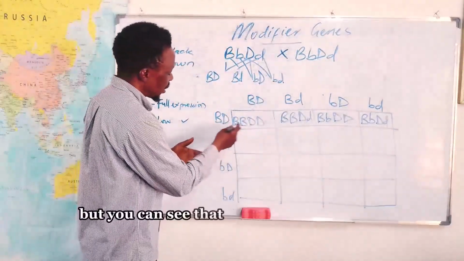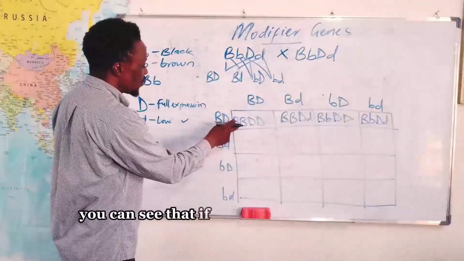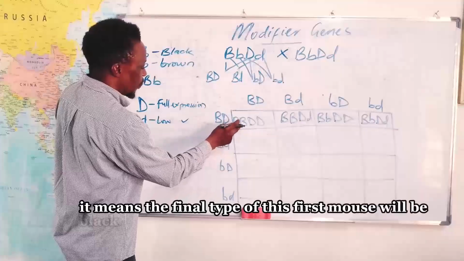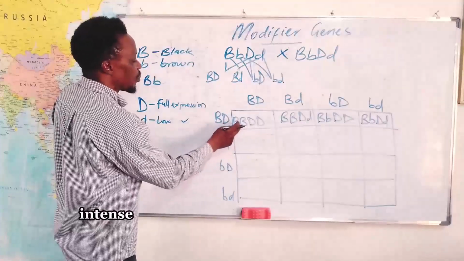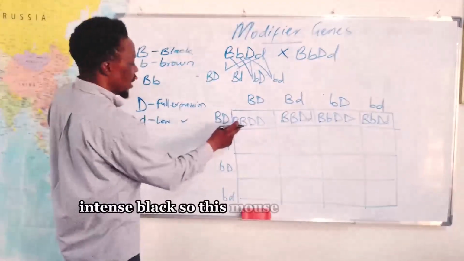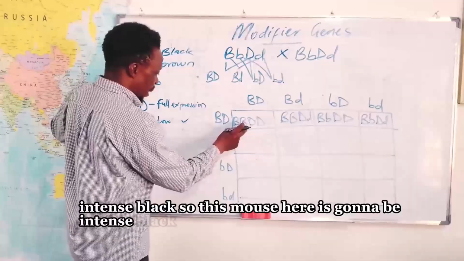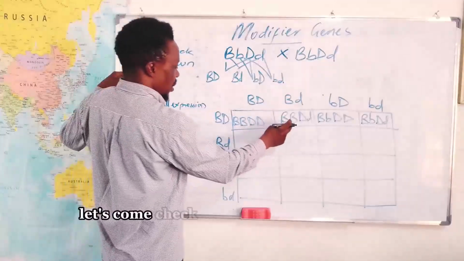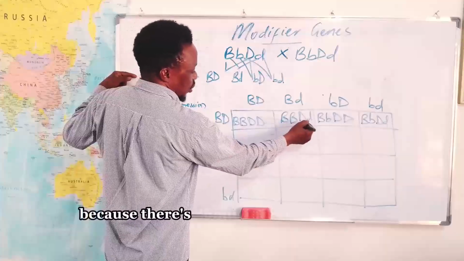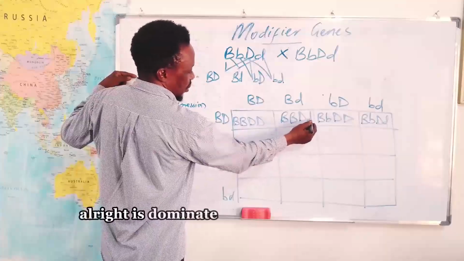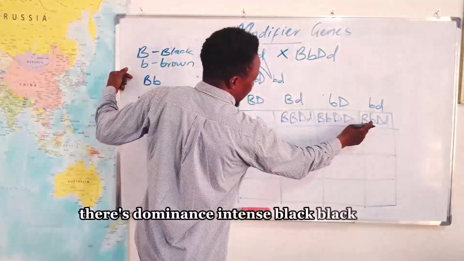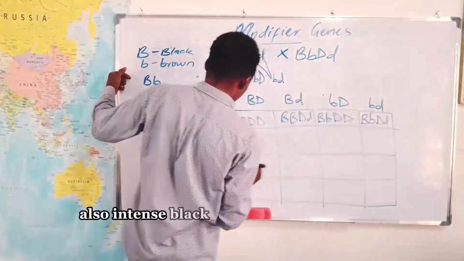But you can see right away that if this is coding for black, it means the phenotype of this first mouse will be black, intense black. See this? Full expression. Intense black. So this mouse here is going to be intense black in color. Let's check this one. It will be black and also intense black because there's dominance here. It's dominant over. Black, there's dominance, intense black. Black, also intense black. Okay.